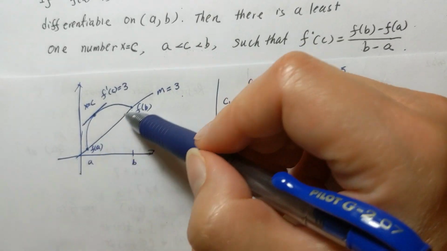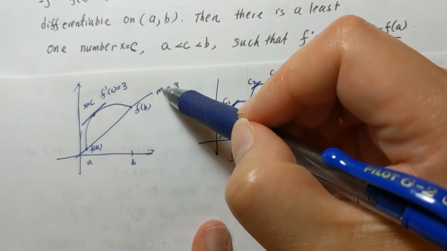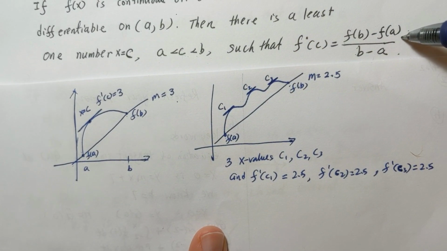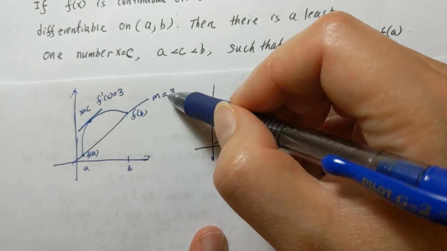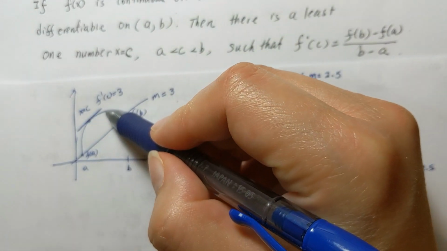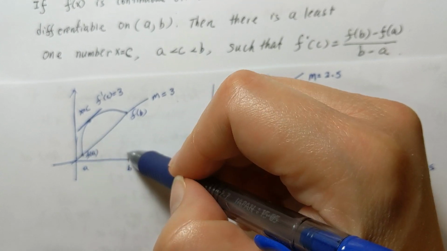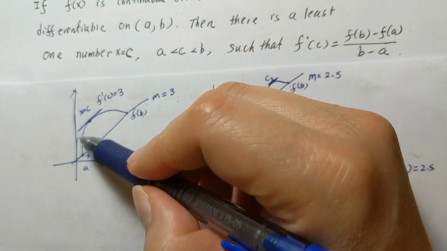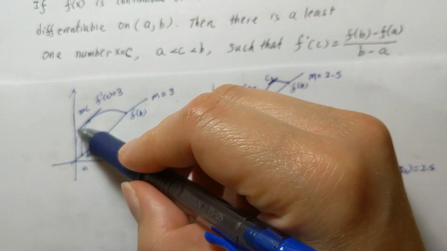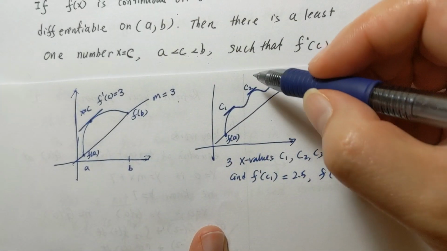So what it means is, if you have a graph of f of x, f of a, and f of b, and you draw a secant, and then you use the slope formula and find the slope f of b minus f of a over b minus a, and m equals 3, then there will be an x value c in between a and b such that f prime of c equals 3. And if you draw a tangent over here, the tangent will be parallel to the secant.